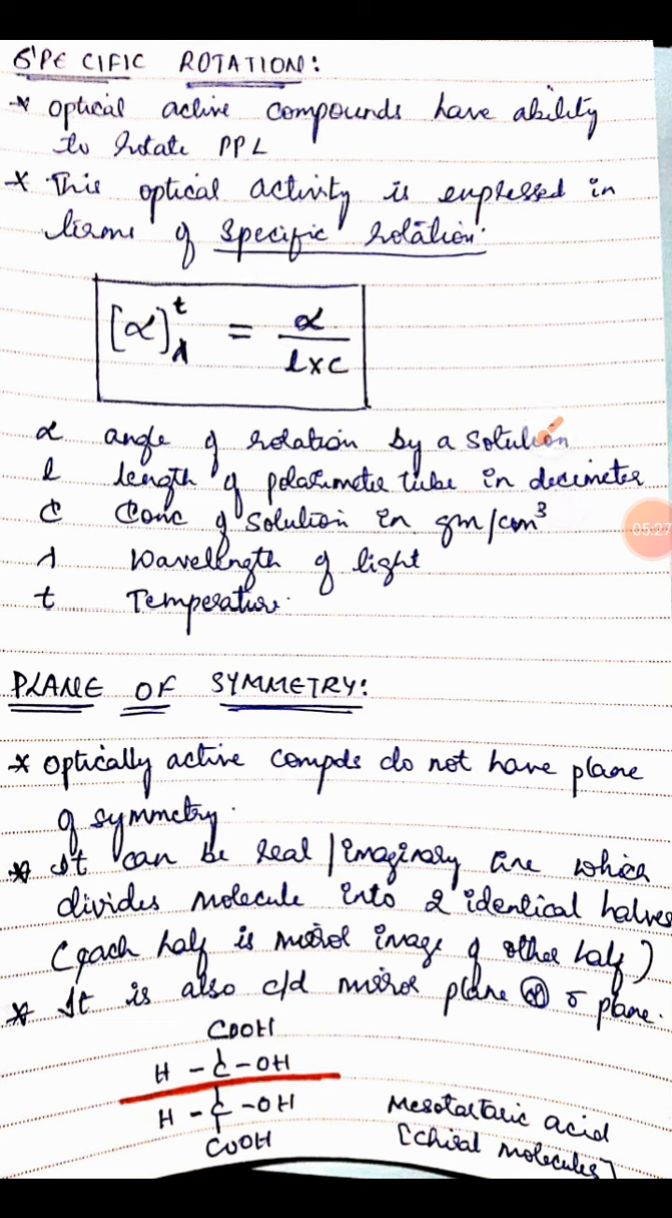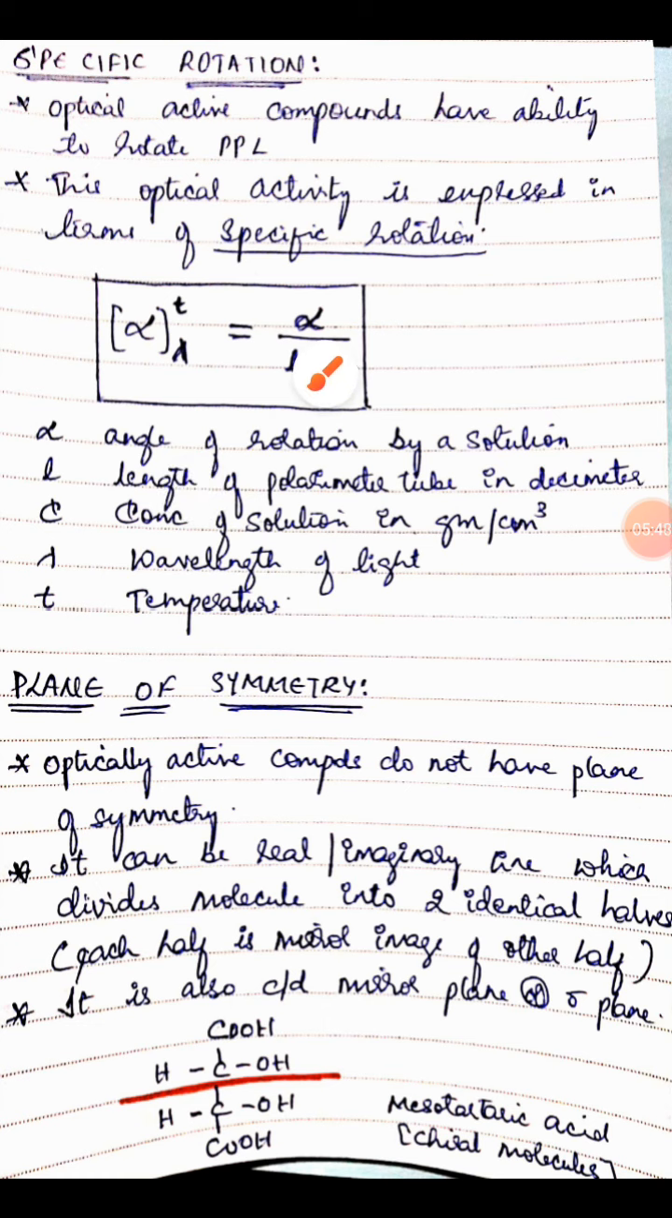You can see here the specific rotation formula. The alpha is nothing but the angle of rotation of the solution. The L is the length of the polarimeter tube. C is the concentration of the solution. Lambda is the wavelength of light, and T is temperature.